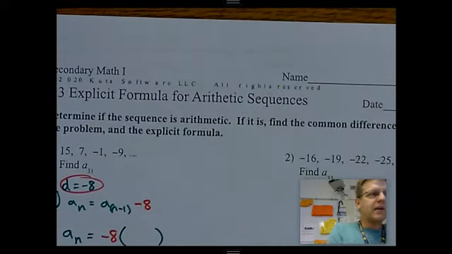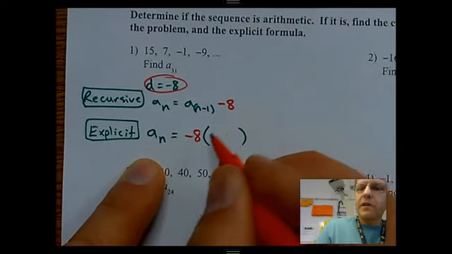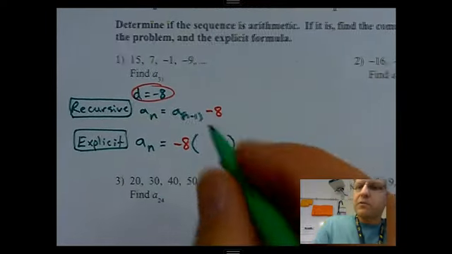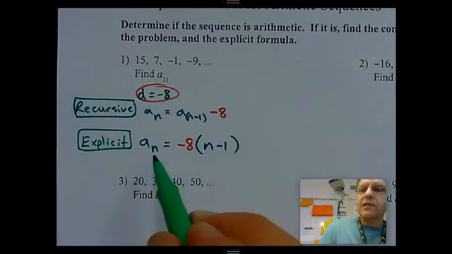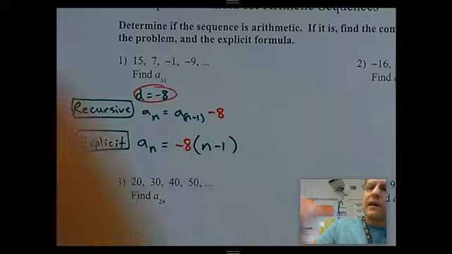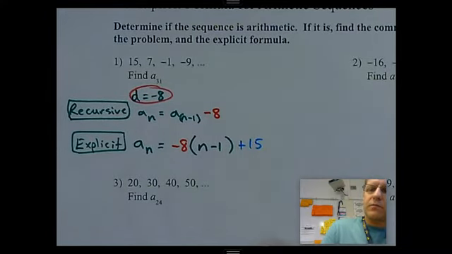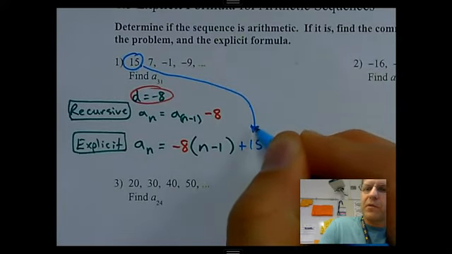Let's come back here and take a look at our example. So here, the explicit formula, you're subtracting 8. Great. You're subtracting 8 how many times? Well, 1 less than whatever term you want to find, and then you have to add your first term. Oh, you know what? Yeah, that's right. I did that right. Sometimes I have a moment where I doubt myself.